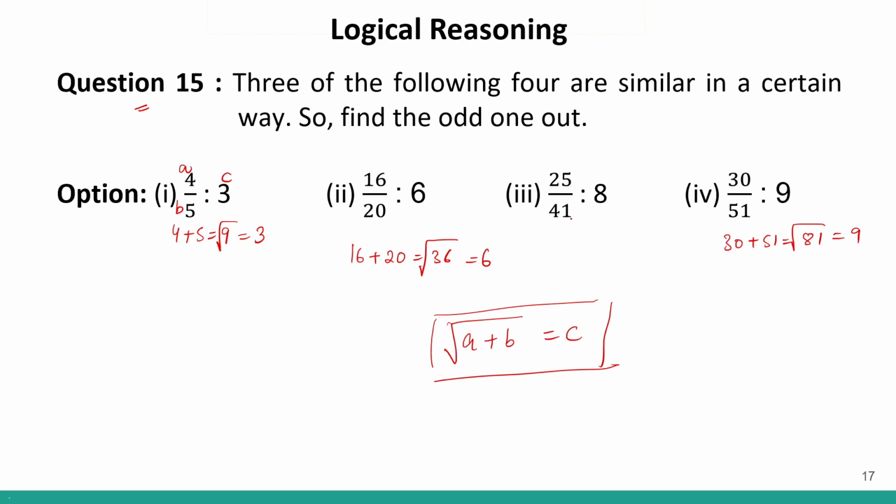But when I look at option number 3, 25 plus 41, so this will be how much? 66. And do we have the under root of 66 to be 8? No. The under root of 64 is equal to 8. This will be 8 point something. Okay. Therefore, this is the odd one out which does not follow the same logic as the others. Therefore, my correct answer will be option number 3.